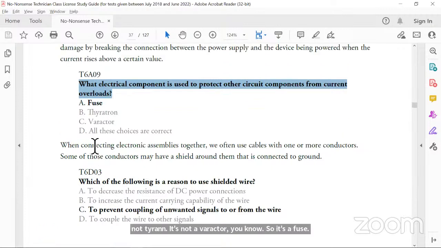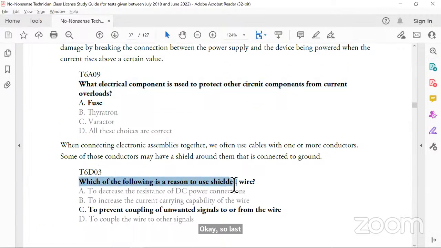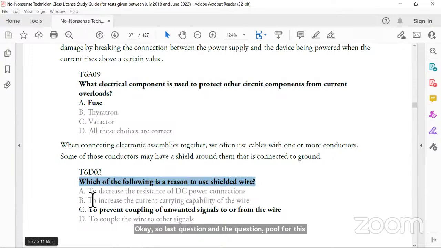So last question in the question pool for this evening. Which of the following is a reason to use shielded wire? So we said the reason is to prevent coupling of unwanted signals to or from the wire. In other words, to reduce the interference. That's the purpose of using shielded wire.